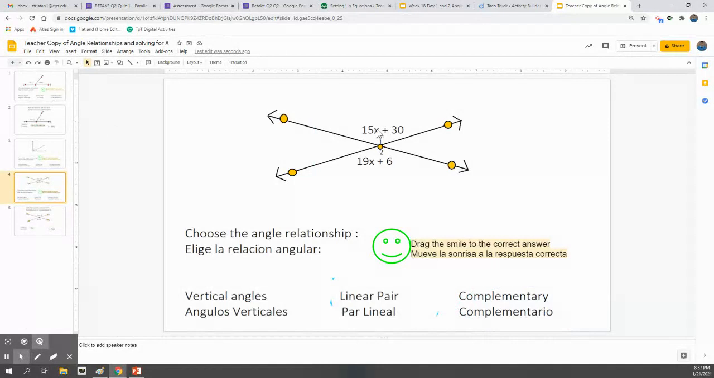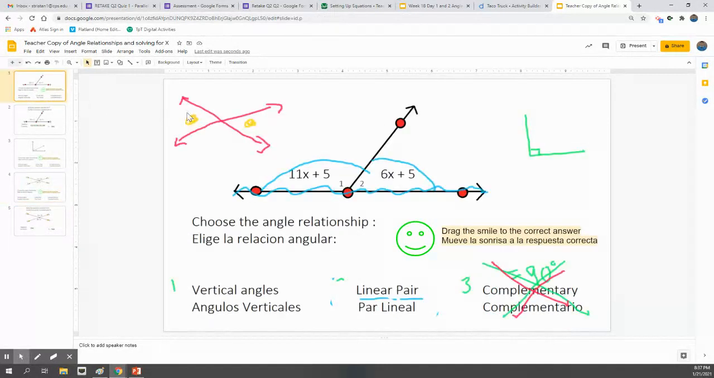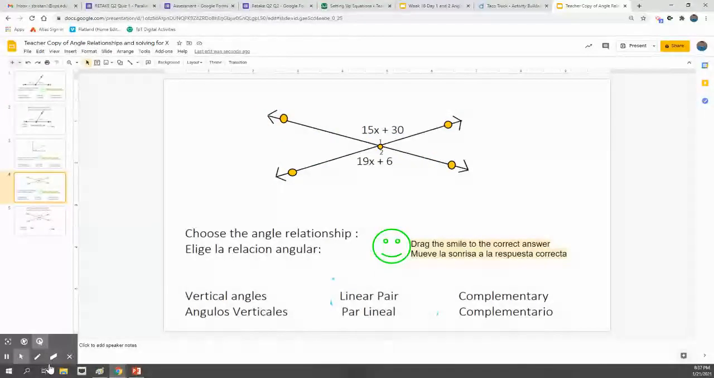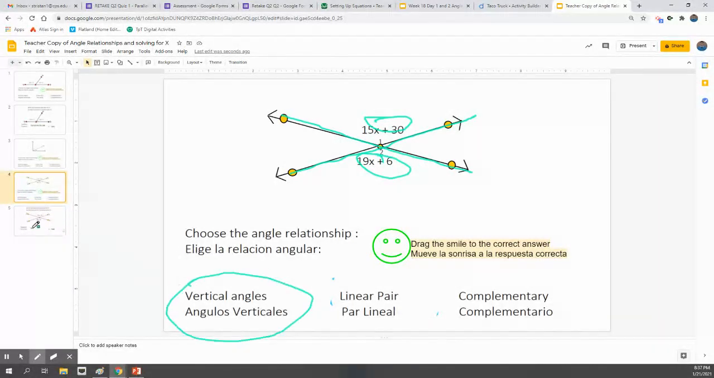And remember from the first page, we said vertical angles look like this. Vertical. So this one is actually a vertical relationship, because once again, we see that it's two lines that are crossing each other right here, and the angles are on opposite sides. So we can go ahead and say it's vertical.